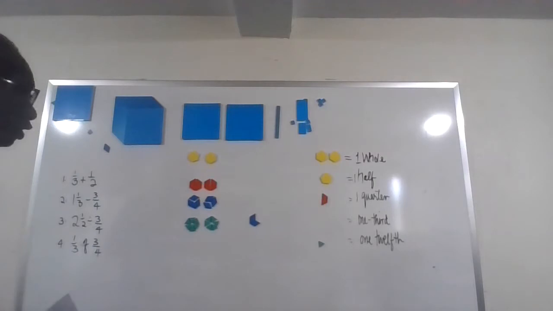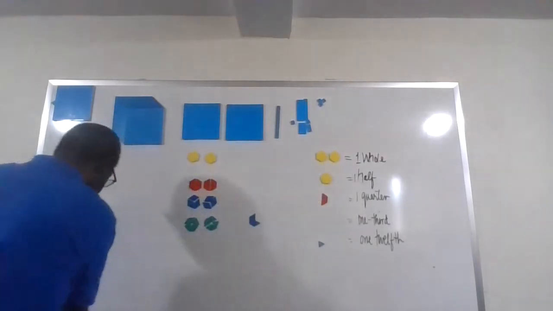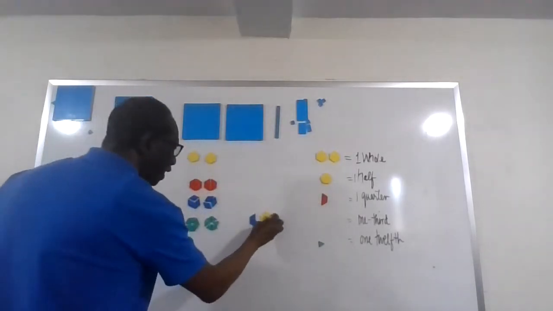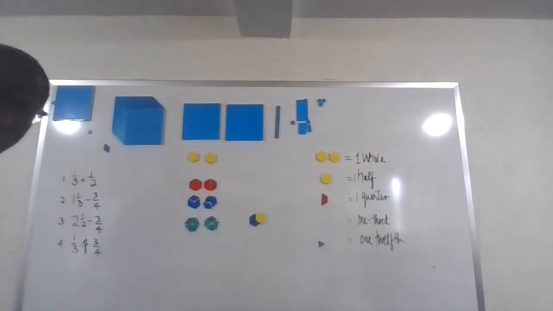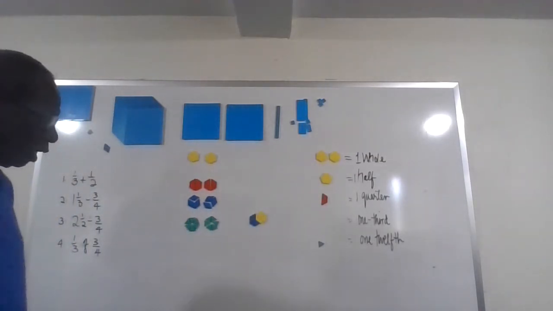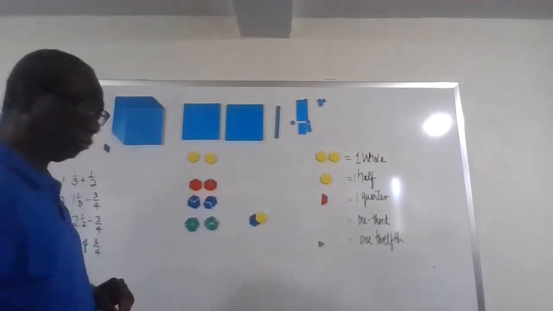And I want to add to that 1/2. Well, here is my 1/2. I'm going to use this one here. Here is my 1/2. So together, that's my answer. That is my answer. But what is this answer relative to the whole?